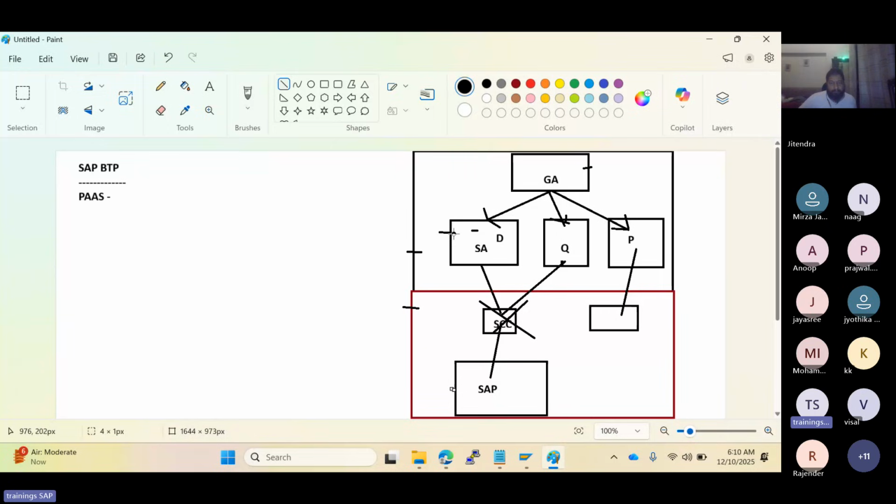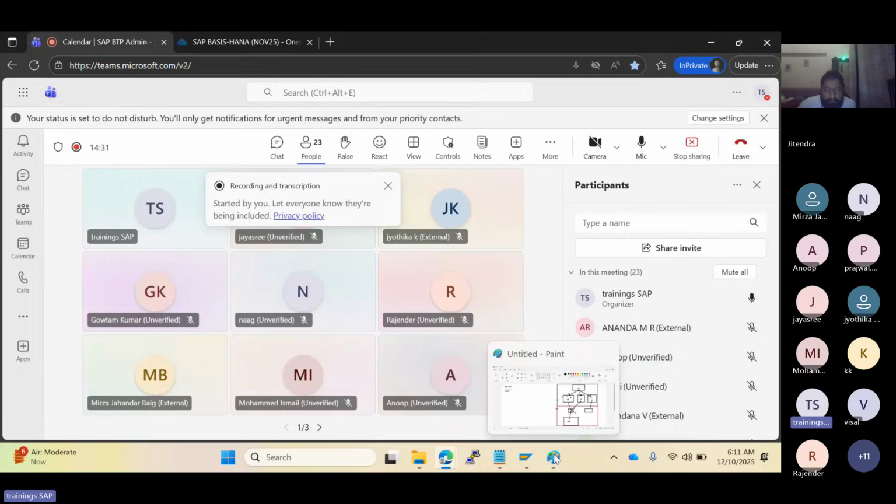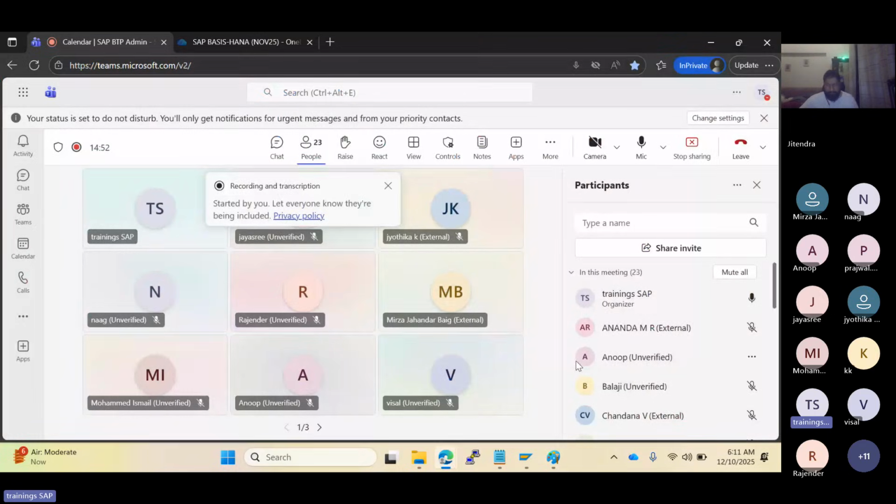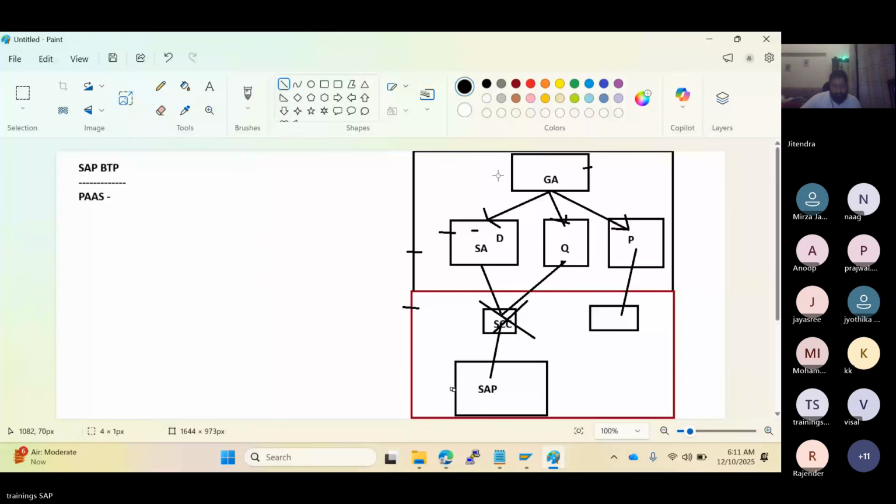Suppose you are using Ariba or SuccessFactors in the sub accounts, the cloud connectors connect to the on-premises systems to fetch live data and everything. That's the role of the cloud connectors. Then we have the backend SAP landscape, the HANA landscape, or the non-SAP landscape. So yes, in BTP we can integrate them via the cloud connectors. Here, the first thing we are going to discuss is the global accounts.